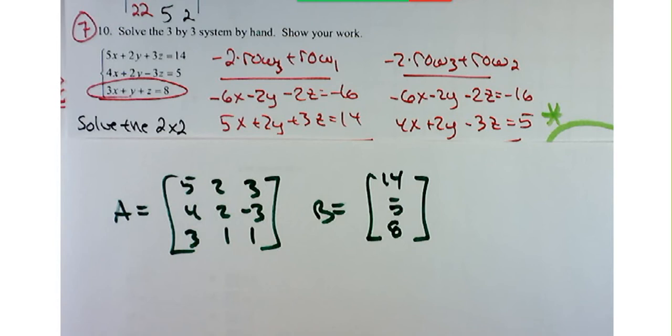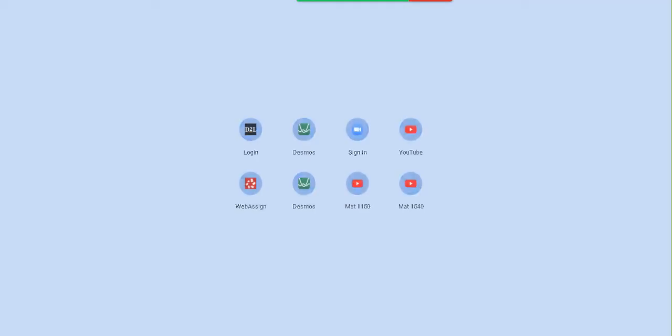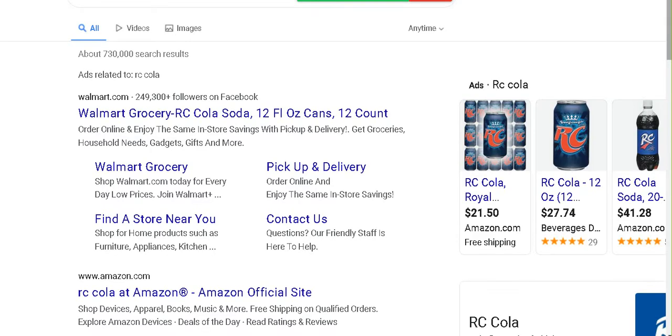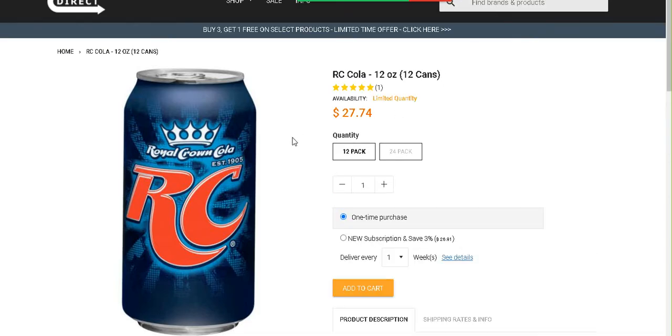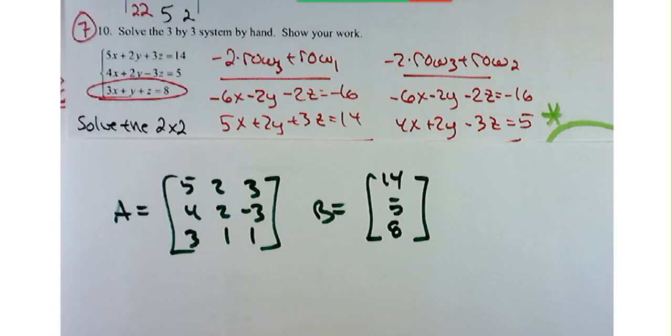Bonus points. Who remembers my corporate sponsor for this stuff? RC Cola. Yeah, it's rows and then columns, because it's always number of rows and then number of columns. So where is it? Let's see. RC Cola. Yeah, my corporate sponsor for that stuff. Yay. Anyways, matrices is always rows, then columns. A couple years ago, one of my students bought a 24-pack of RC Cola and passed it out. It was kind of fun.